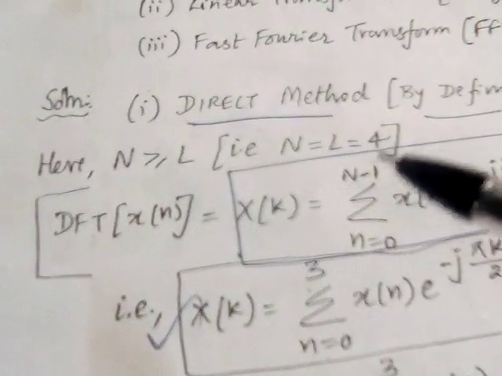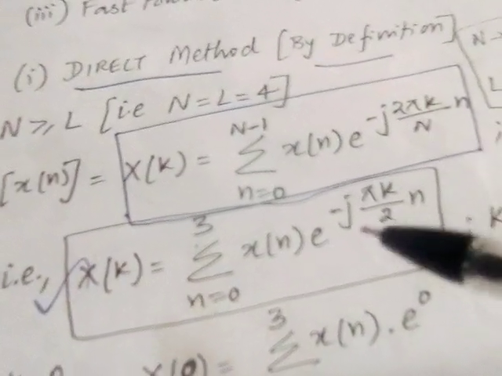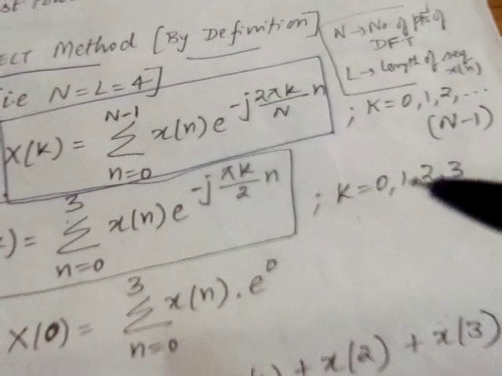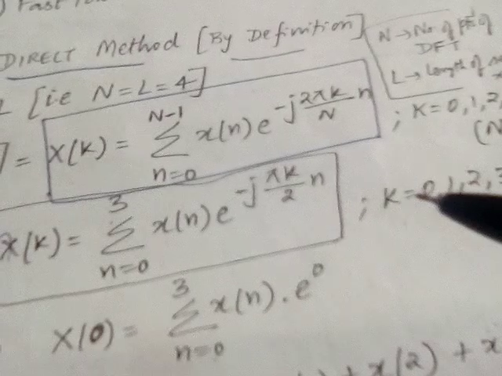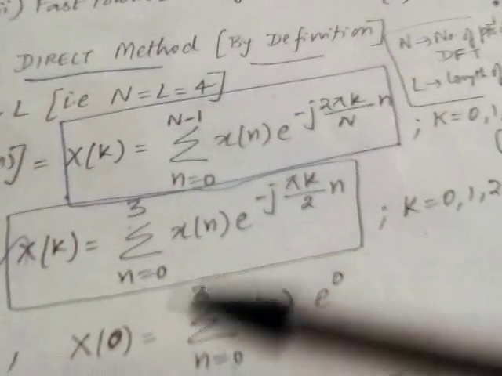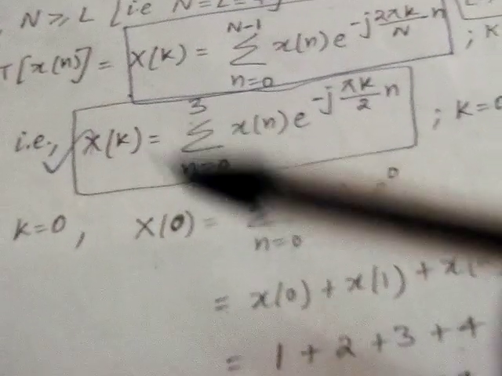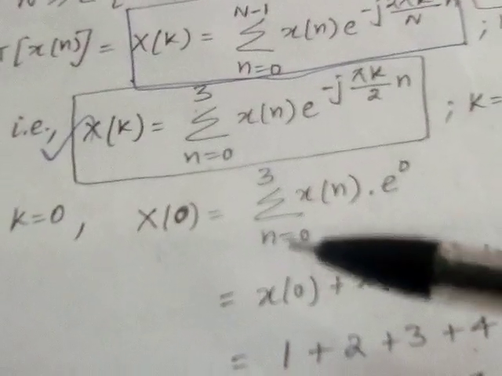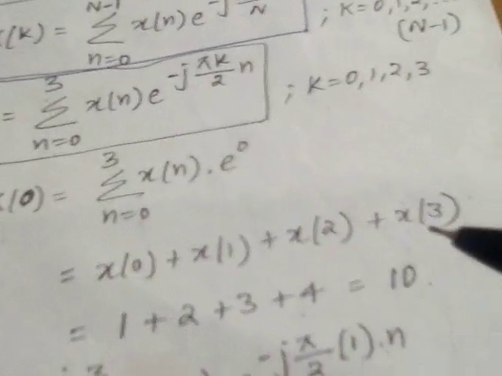So here capital N is given as 4, N minus 1 is 3, and when you put 2 by 4, it is pi k by 2 n, where k is equal to 0 to 3, because N is 4 minus 1 is 3. So we have two variables here, n and k. First we'll substitute k. We can do the other way also, n then k, but better first put k is equal to 0. When you put k is equal to 0, this becomes e power 0. Then put n equal to 0 to 3, so this becomes x of 0 plus x of 1 plus x of 2 plus x of 3.